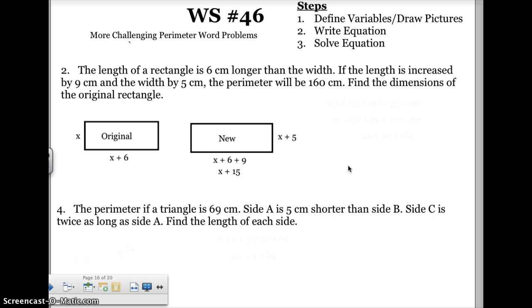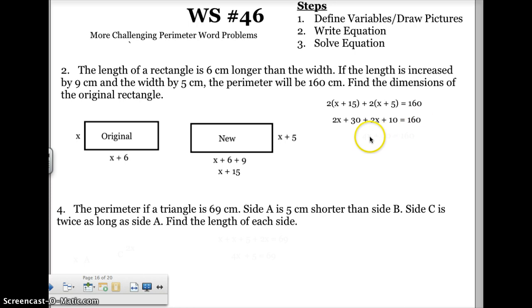Now, perimeter, I'm going to have two sides that are x plus 15 and two sides that are x plus 5. So I'm going to write my equation down as 2(x + 15) + 2(x + 5) is equal to 160. I'm going to use the distributive property on the left-hand side of the equal sign to get rid of my parentheses. And when I do that, I get 2x plus 30, because 2 times 15 is 30, plus 2x plus 10 is equal to 160.